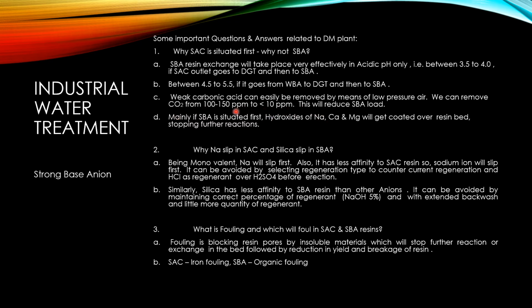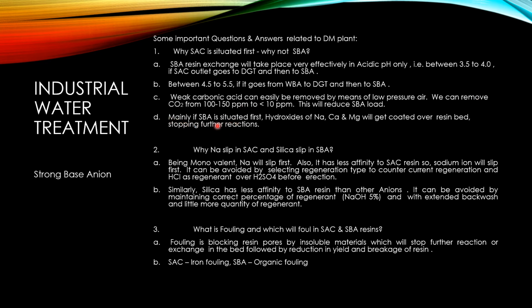No need for any resin or any regenerant. With mild pressure air from a blower, we can remove the carbon dioxide. This will reduce the SBA load. So SBA is situated after the degasser tower, after the SAC.